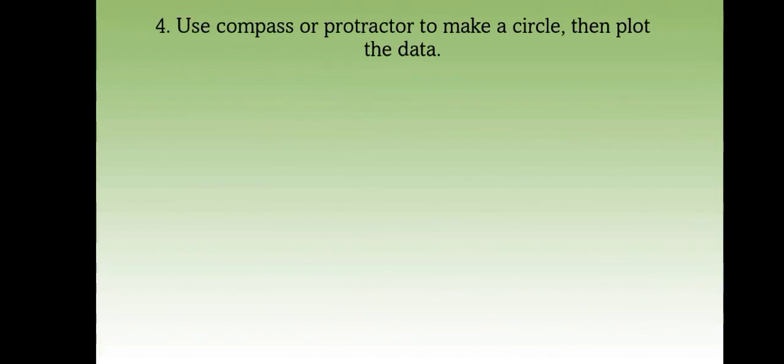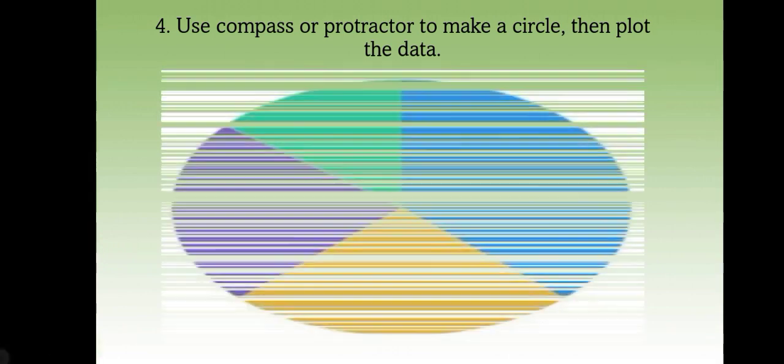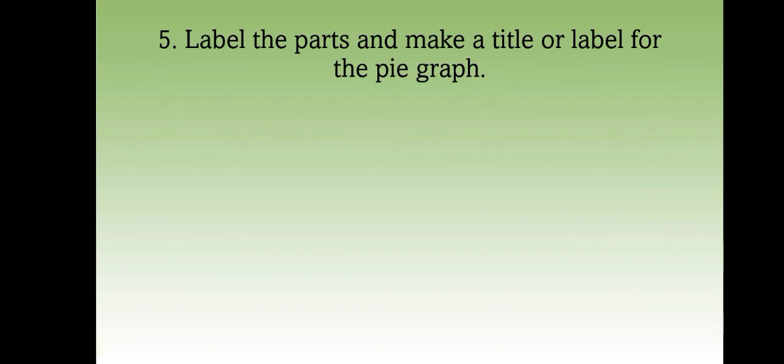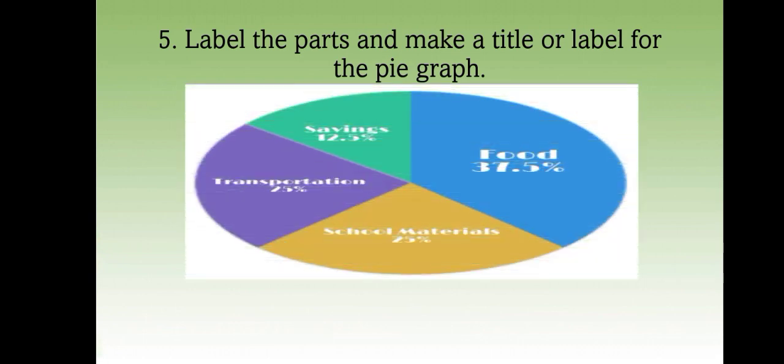4. Use a compass or protractor to make a circle, then plot the data. 5. Label the parts and make a title or label for the pie graph. Savings, 12.5%. Transportation, 25%. School materials, 25%. Food, 37.5%. This is Maria's daily expenses.